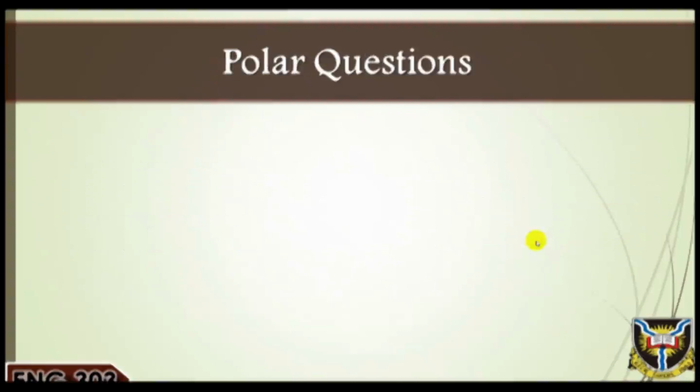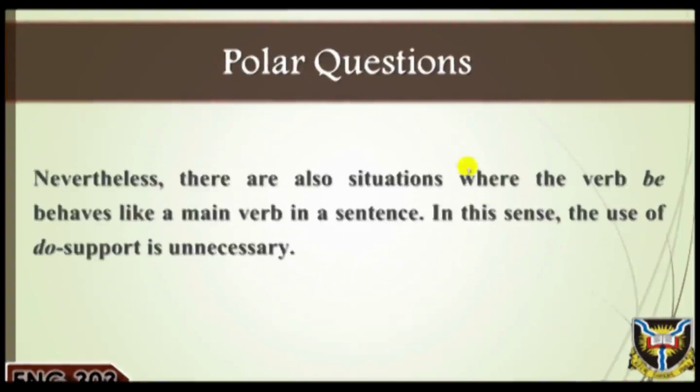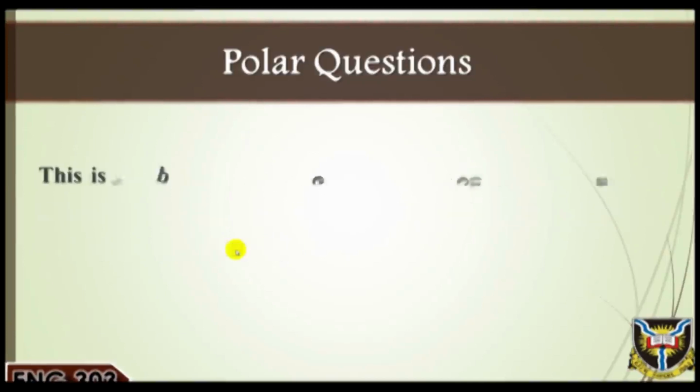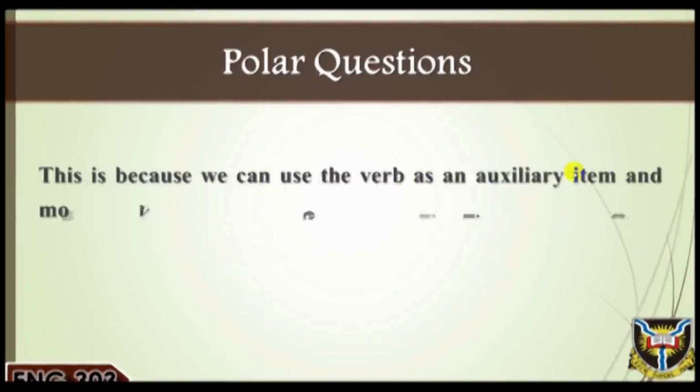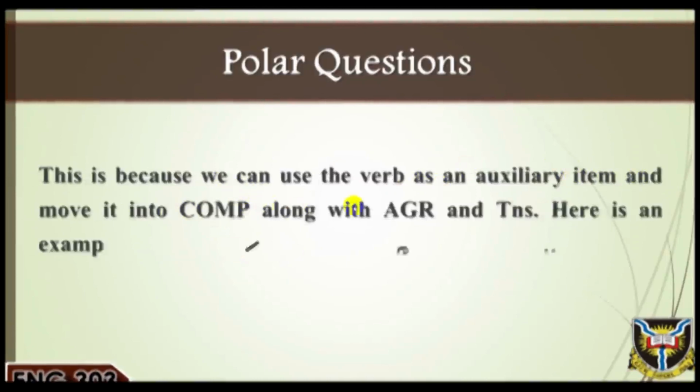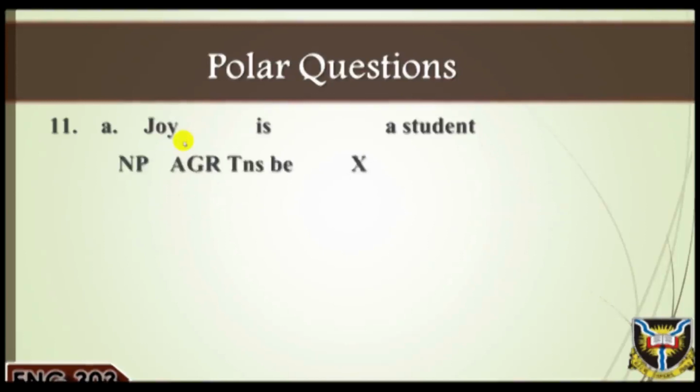Nevertheless, there are also situations where the verb be behaves like a main verb in a sentence. In this case, the use of do support is unnecessary. This is because we can use the verb as an auxiliary item and move it into COMP along with AGR and TNS. Here is an example. Joy is a student. Is Joy a student?